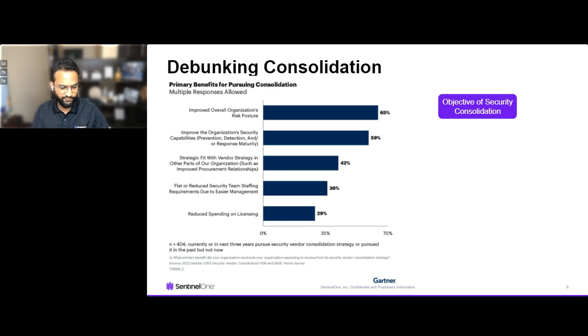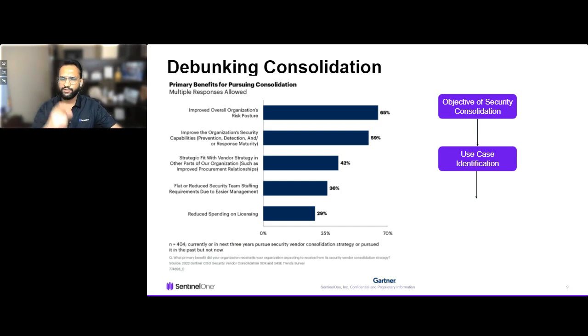So, when you are going ahead with consolidation, first understand what is the objective of security consolidation? Why are you even doing it? We are very clear that most of the organizations are looking at improved overall organization risk posture. Then, when you have embarked upon the journey, the next thing we should look at is use case identification. What is the specific use case that you want to achieve?